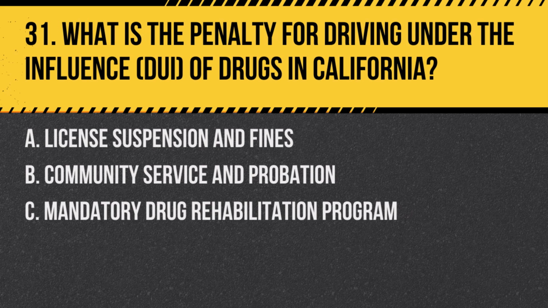Question 31. What is the penalty for driving under the influence, DUI, of drugs in California? A. License suspension and fines. B. Community service and probation. C. Mandatory drug rehabilitation program. Answer: A. License suspension and fines. The penalty for driving under the influence, DUI, of drugs in California typically includes license suspension, fines, and potentially other consequences, such as jail time or mandatory drug education programs.